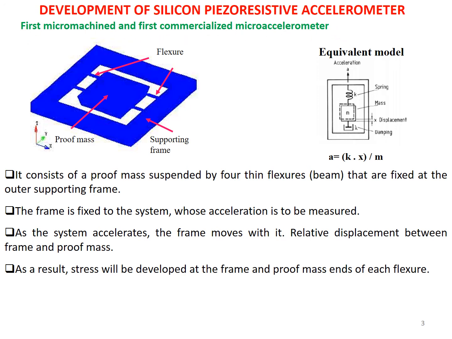So this piezoresistive accelerometer is the first, both in terms of micro-machining technology as well as the commercialization point of view. Fine. Now piezoresistive accelerometer, the working principle is similar to our piezoresistive pressure sensor. That means there will be some moving element.